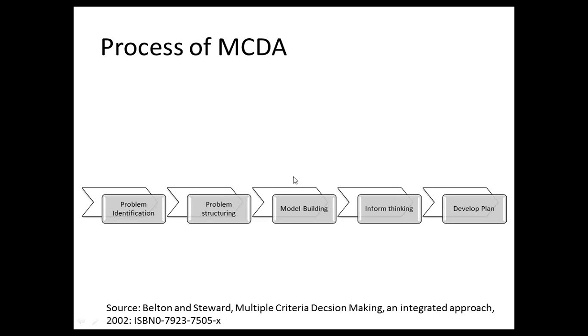As becomes clear from this process, model building is only one stage of MCDA analysis, and the result of this stage is used in the fourth stage to inform your thinking, and therefore the preferred alternative, or the alternative for which a plan is developed to implement, isn't necessarily the alternative which is preferred during the model building stage.